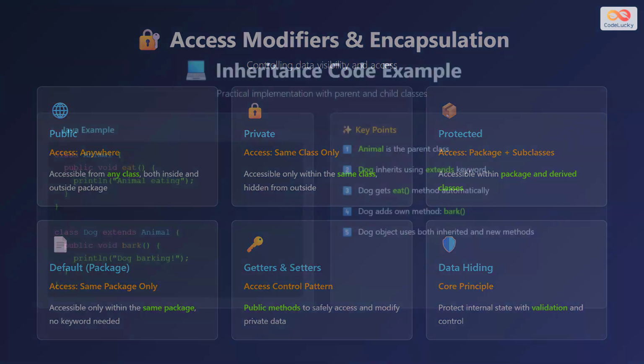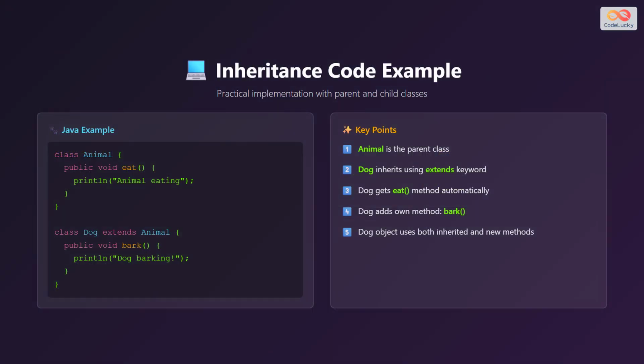Let's examine a practical inheritance example. Here we have an animal class with a public method called eat. When dog class extends animal using the extends keyword, it automatically inherits the eat method. Dog doesn't need to rewrite this method. It simply gets it from its parent class. Dog can then add its own unique methods, like bark.